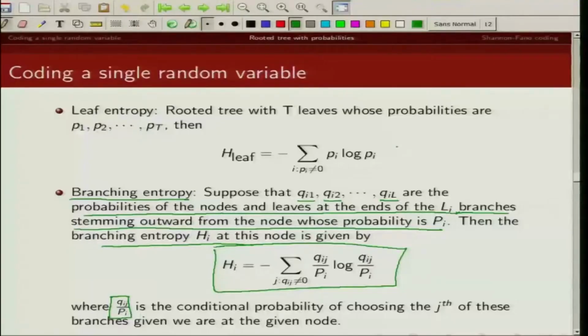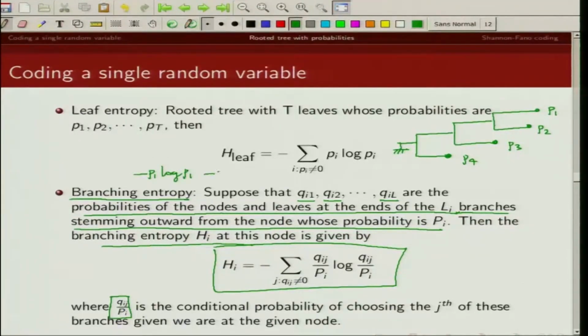So graphically, let's have a look. Let us consider a binary tree. So these are the leaves, and let's say their probabilities are P1, P2, P3, P4. Then the leaf entropy is given by minus P1 log of P1 minus P2 log of P2 minus P3 log of P3 and minus P4 log of P4. That will be my leaf entropy.